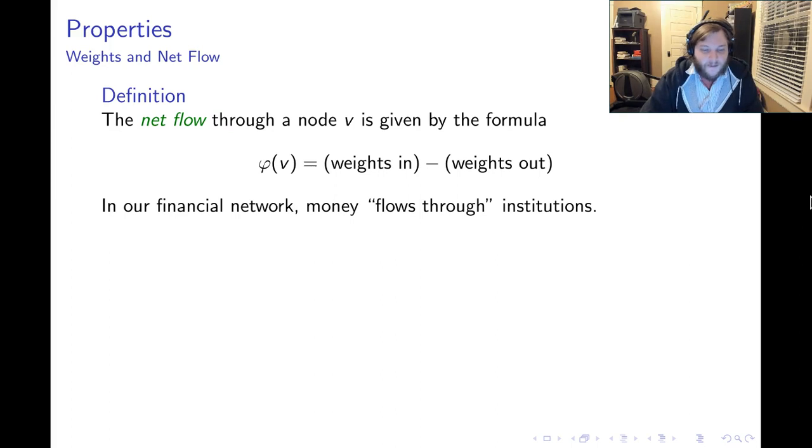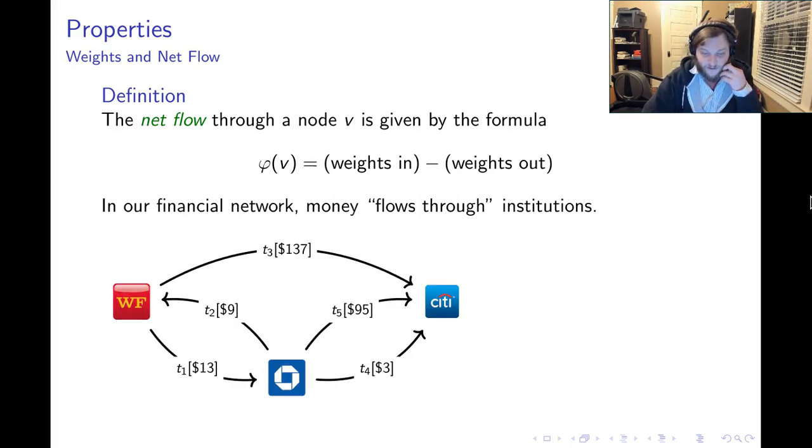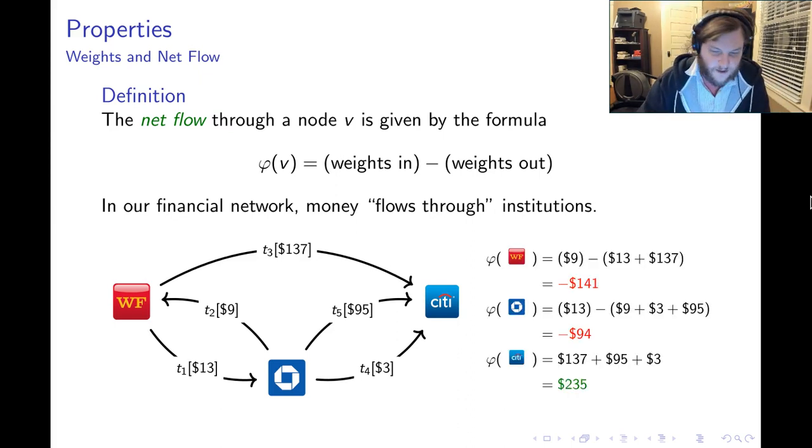So let's go back to our financial example. In our financial network, the idea here is that money is flowing through institutions. And one thing that a bookkeeper might care about, or a banker might care about, is what is the amount of money that flows through a particular institution? This is exactly what net flow is designed to do. So here I have the calculations for net flow through each of these nodes.